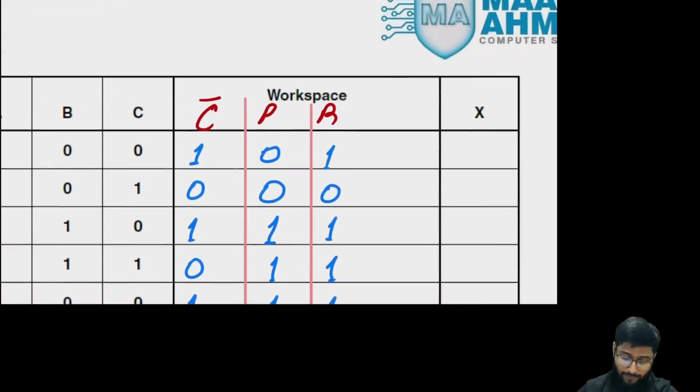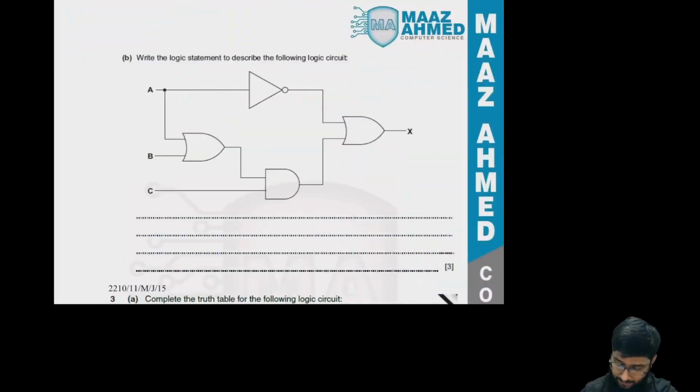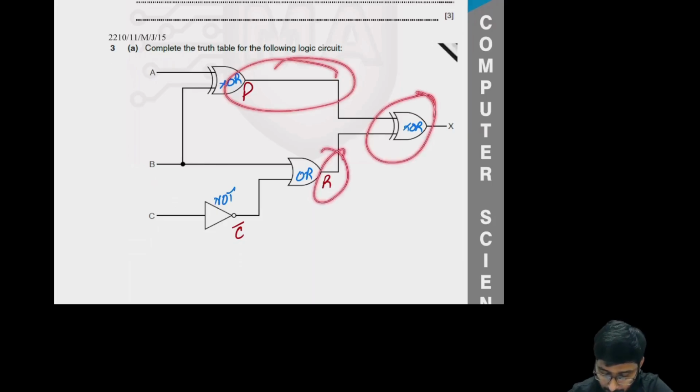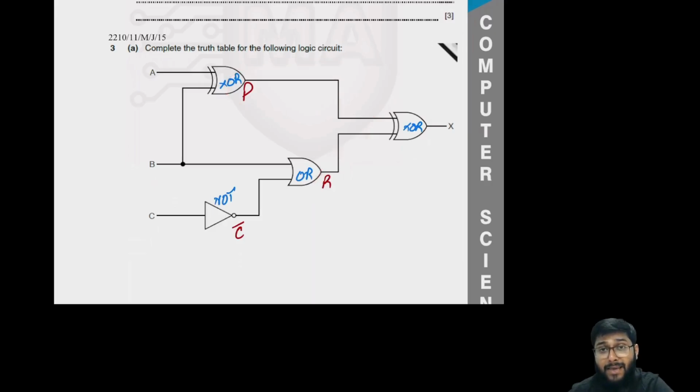Okay. Now coming towards X. So what is X, and how do you find it? X is an output, and X is actually a XOR gate between P and R. So a XOR gate between P and R. How are you going to find it out?